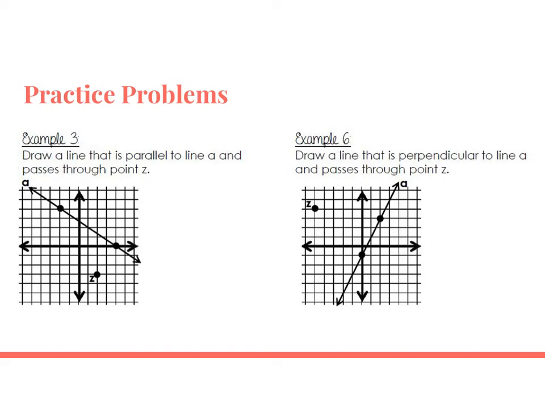All right, now example 3 wants you to draw the line that is parallel to line A and passes through point Z. So you're going to have to create a line that has the same slope. So we're drawing the line and it's parallel. Tell me the slope of the line. In example 6, you need to draw a line that is perpendicular to line A and passes through point Z. So you're drawing a line that's perpendicular. I want you to tell me the slope that you would get.